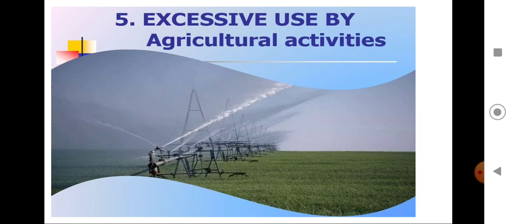And the excessive use of water in agricultural activities: when the population is more, crops have to be grown more, and when we are wasting the food also, more has to be grown. So that is also one of the reasons for the depletion of the water table.